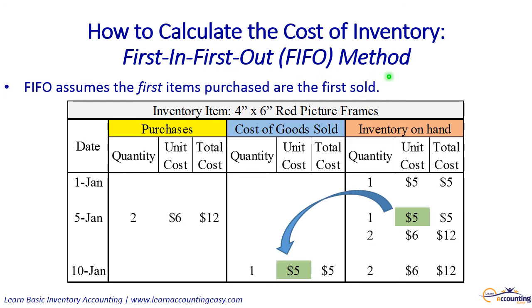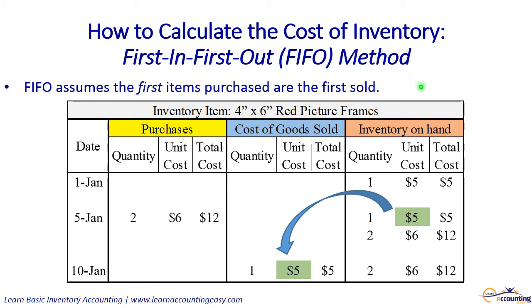Now we want to look at a very popular inventory costing method known as first in, first out, or FIFO. As the first bullet says, FIFO assumes that the first items purchased are actually the first items to be sold. So you can think of milk at the grocery store. They're going to load the milk into the refrigerator, and the first ones that they load are probably going to be the first ones to be sold.